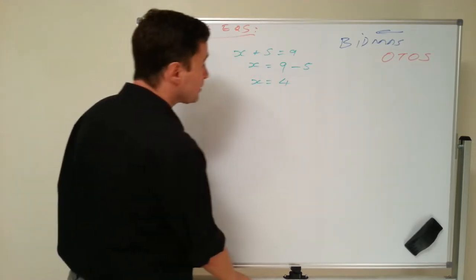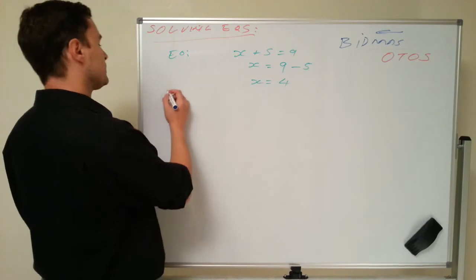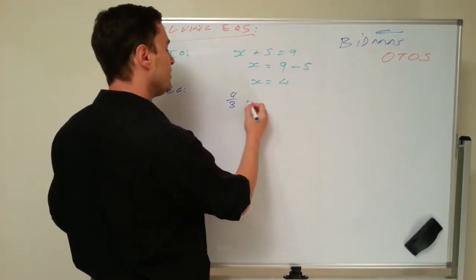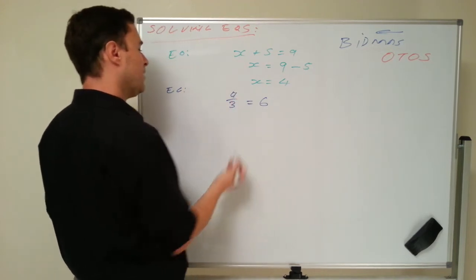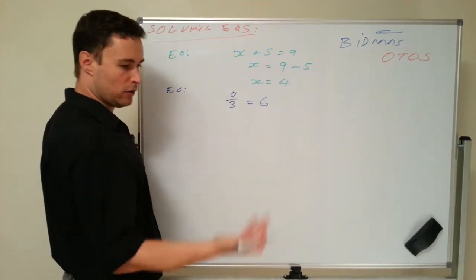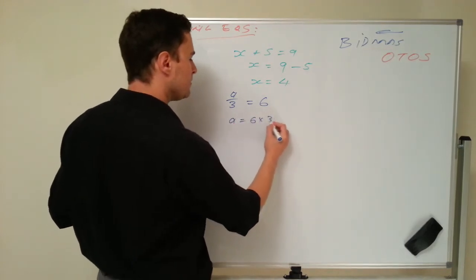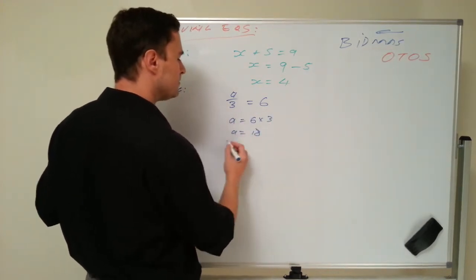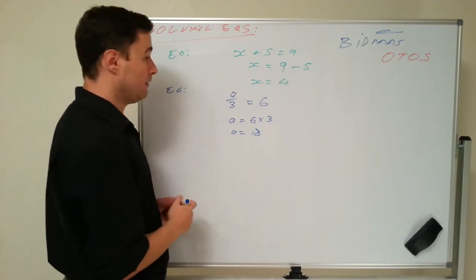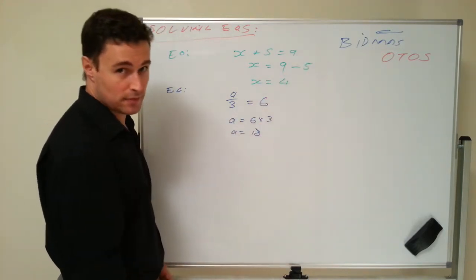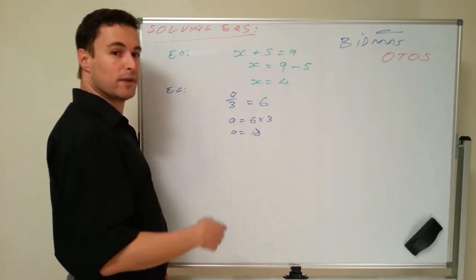Okay. So, let's look at another equation to show you how this works. a divided by 3 equals 6. What's happening to a? It's being divided by 3. Opposite to other side: the opposite of divided by 3 is times by 3. a equals 6 times 3. a equals 18. Done. You with me? It's as easy as opposite to other side. Okay. Let's try another one.